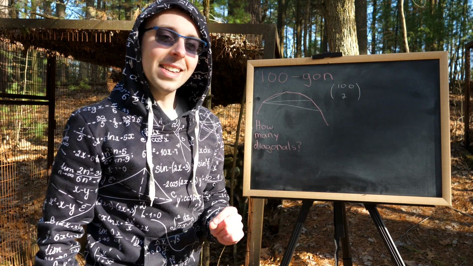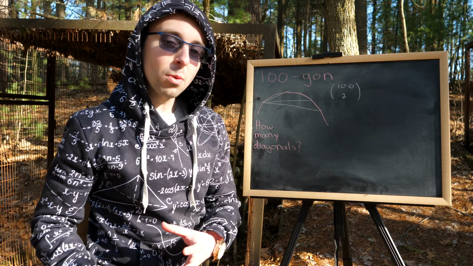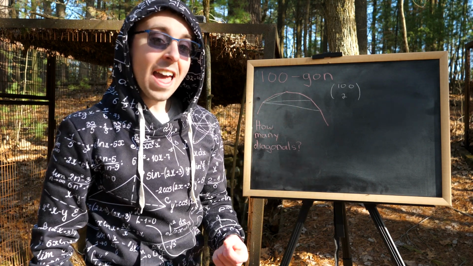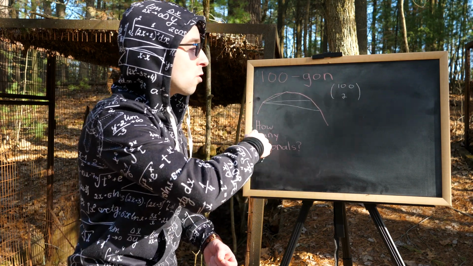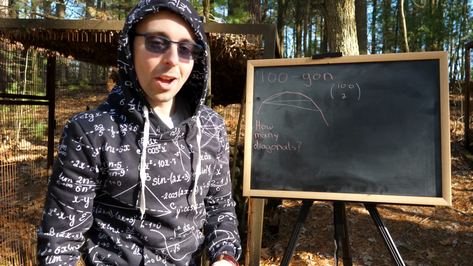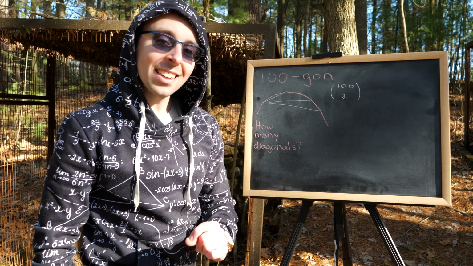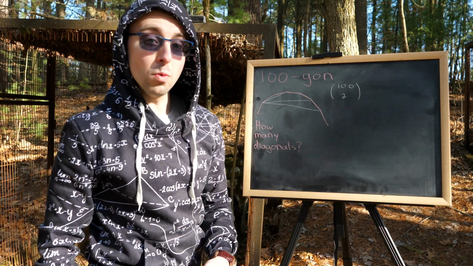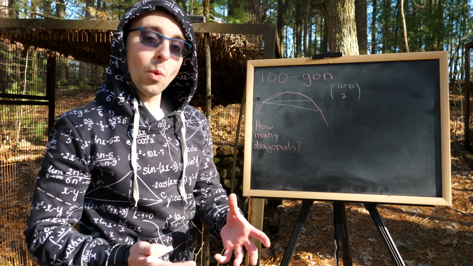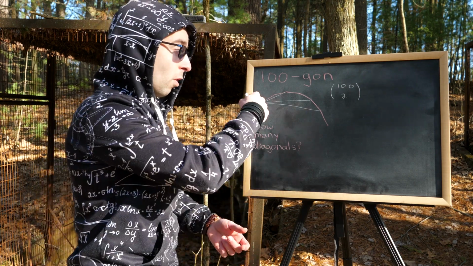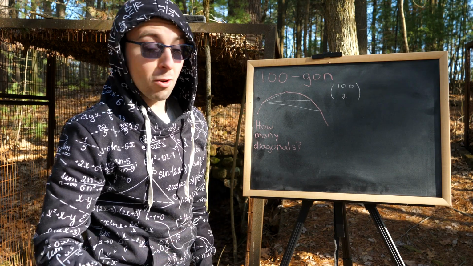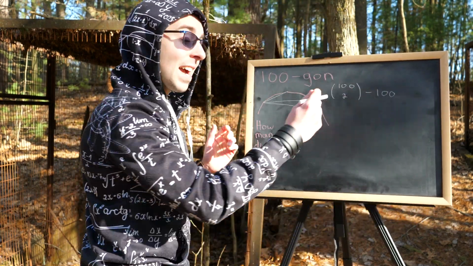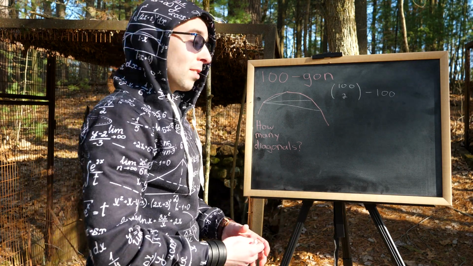Now, in fact, by definition, every one of those segments is a diagonal of our 100-gon, except for the 100 sides of the 100-gon. So to count up the diagonals, we simply have to count up all the segments, 100 choose 2, and then subtract the ones that aren't diagonals, which are just the sides, of which there are 100. So we subtract 100. That's our answer. Beautiful.